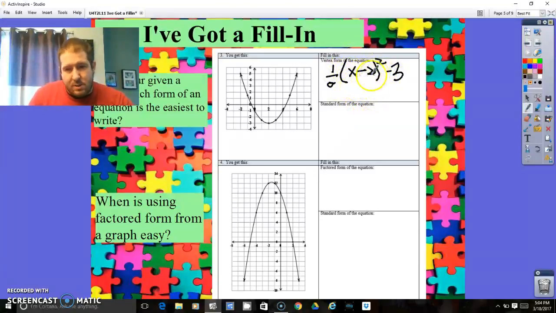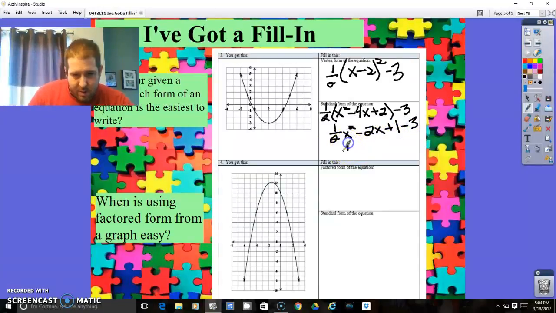Well, x minus 2 squared would be x squared minus 4x plus 2. And then I have to multiply everything by a half and subtract 3. So half of that would be 1/2 x squared minus 2x plus 1. And then subtract 3 from that, and we've got our answer: 1/2 x squared minus 2x minus 2. All right, so there's your standard form.